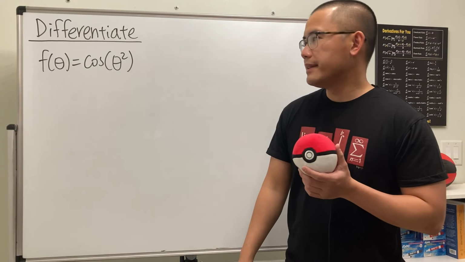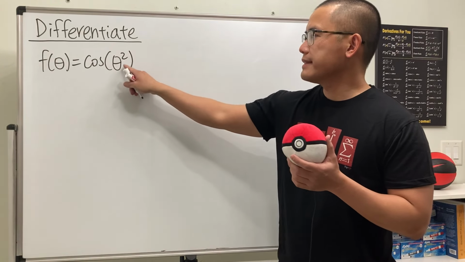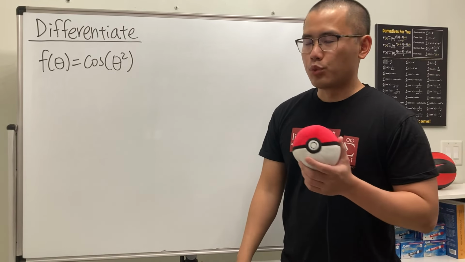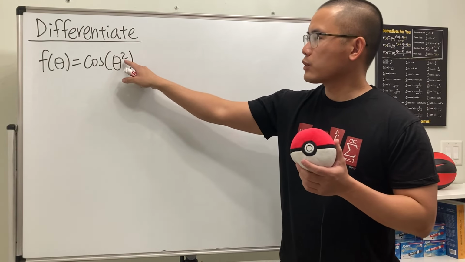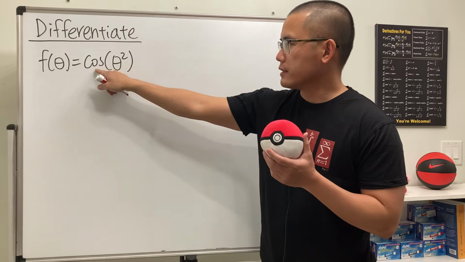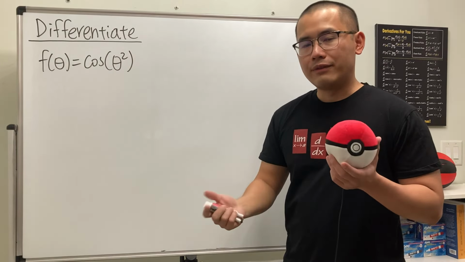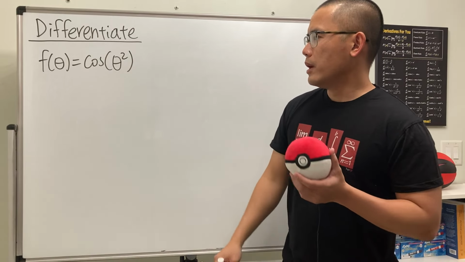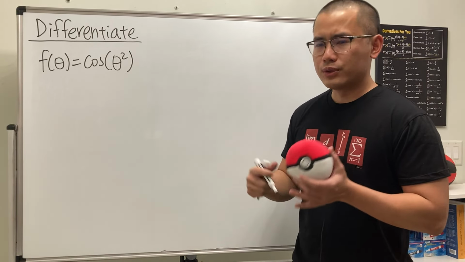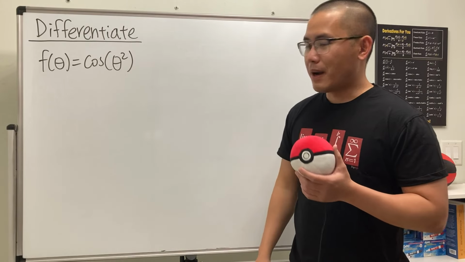Alright, let's go ahead and find the derivative of cosine of theta squared. So we see that the outer function is cosine, and the inner function is theta squared. And we have to use the chain rule. Here we go. Let's practice without drawing the boxes and all that.